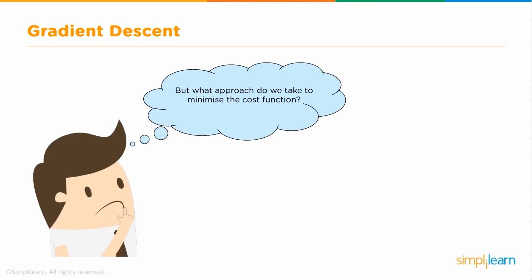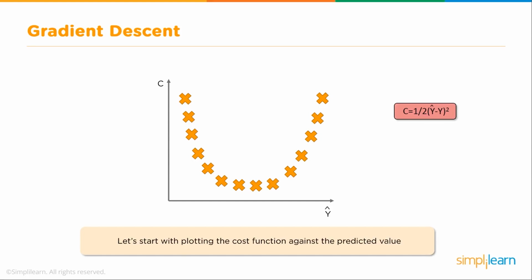But what approach do we take to minimize the cost function? So here we have a nice error coming in. This is our cost, or our error. Let's start with plotting the cost function against the predicted value. And so you can see they fed in multiple y's, and these are the errors coming in and the cost of each of these inputs and changes going on.